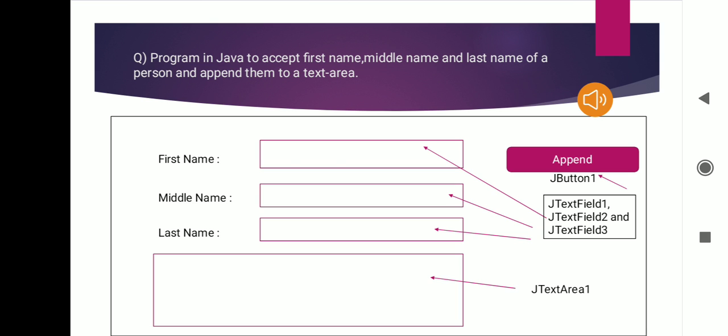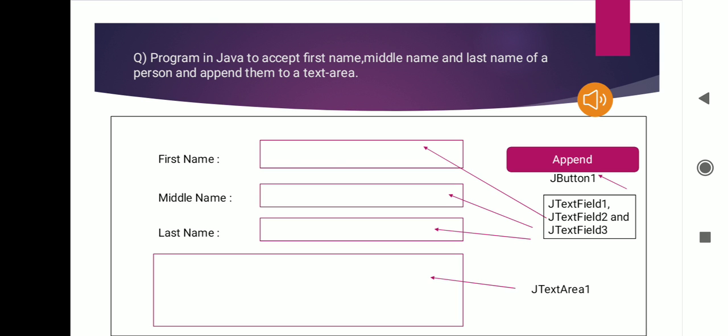Now coming back to the interface as shown in this slide, this interface consists of three labels: first name, middle name and last name. And there are three text fields corresponding to these three different labels. Let's name the text field corresponding to first name as JTextField1, the text field corresponding to middle name as JTextField2, and the text field corresponding to last name as JTextField3.